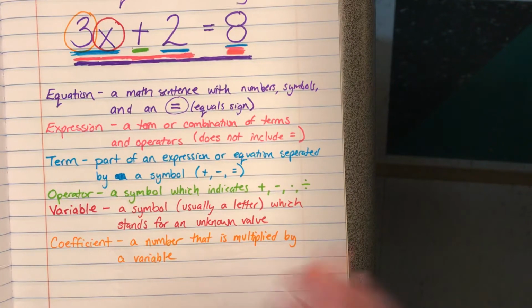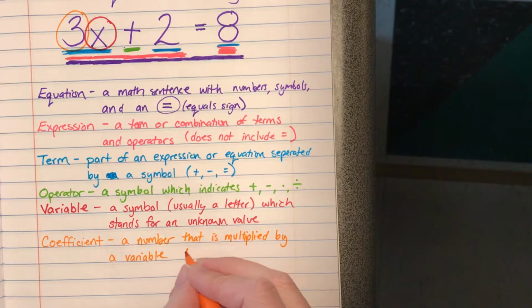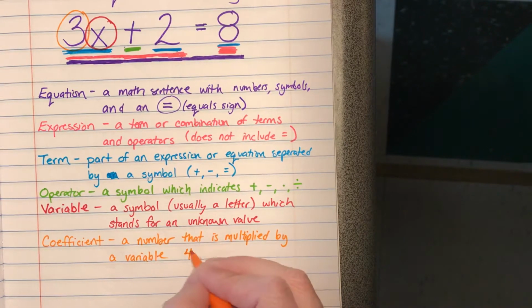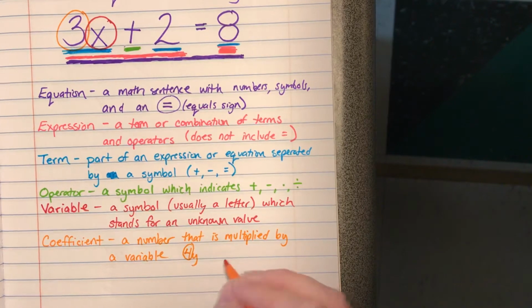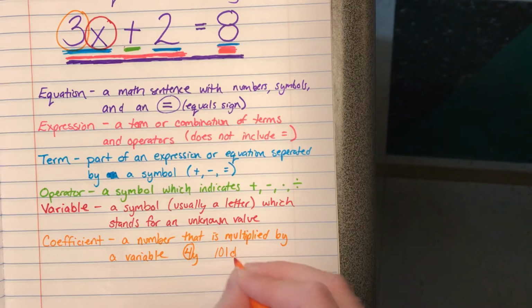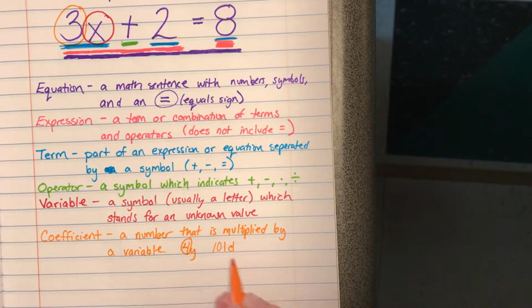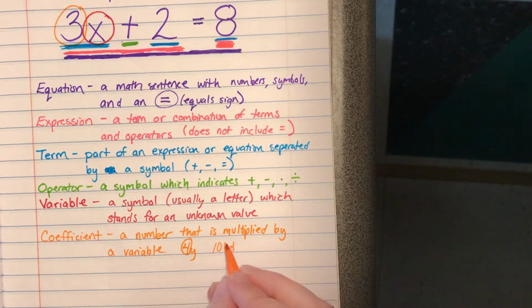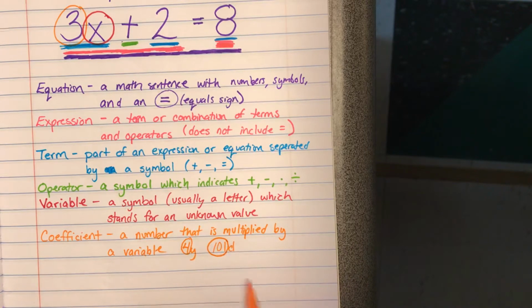So for example, if we had, let's say, 4y, of course the 4 would be the coefficient. If you had something like 101D, 101 Dalmatians, ha ha ha, 101D, D is your variable, so 101 is going to be the number right in front of it. It's always right in front of the variable.